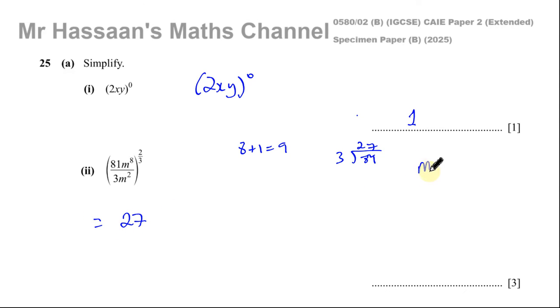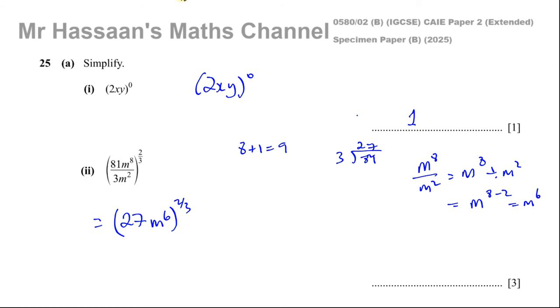And when you have m to the power of 8 over m to the power of 2, it's m to the power of 8 divided by m to the power of 2. As mentioned, when dividing numbers in index form, you subtract the powers. That's going to be m to the power of 6. You can think about it: you write m times m, 8 times, and then 2 times, 2 of the m's will cancel, leaving m to the power of 6. And this is raised to the power of 2/3.